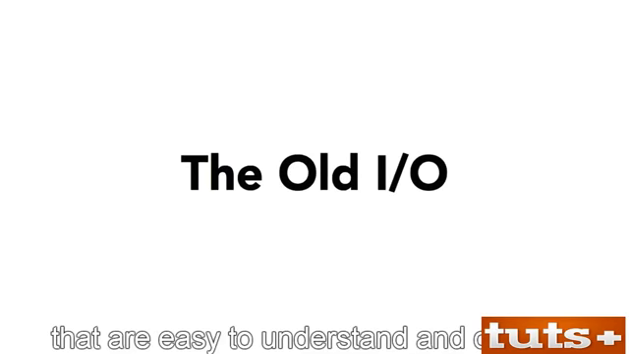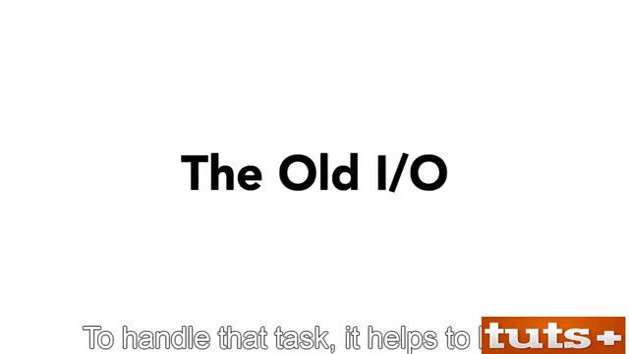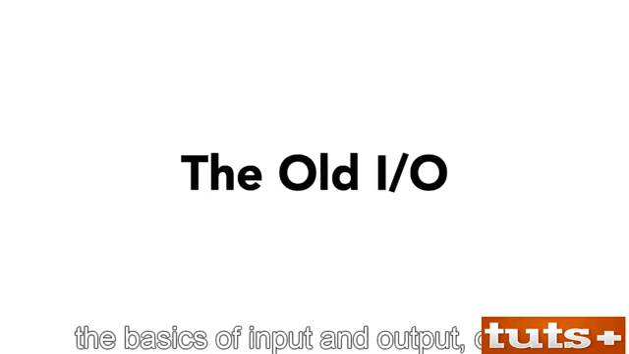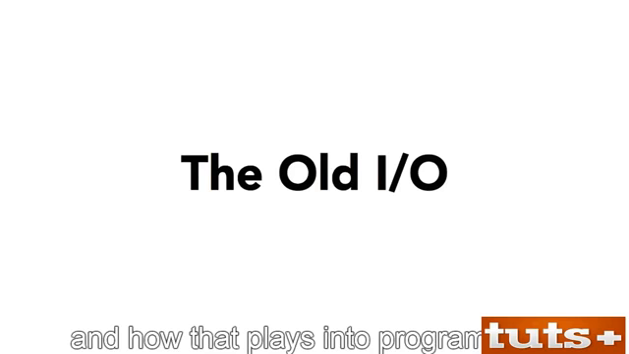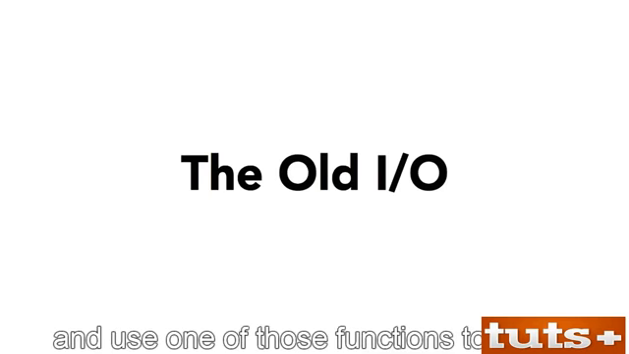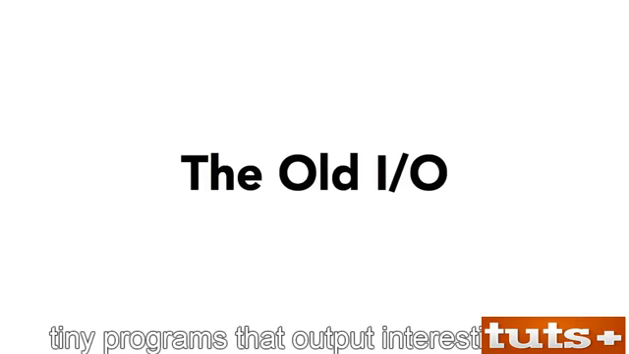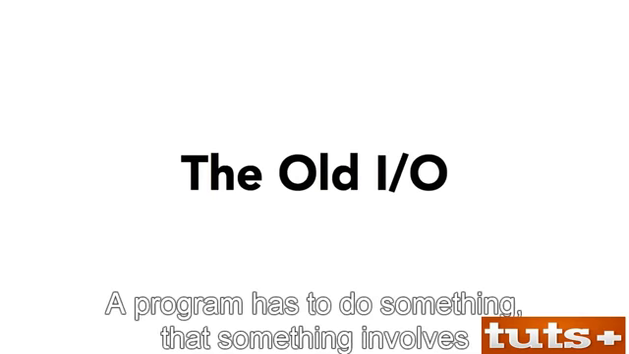The best way to get started on your programming journey is to write some simple programs that are easy to understand and change. To handle that task, it helps to know the basics of input and output, or I/O. In this movie, I introduce you to the concept of I/O and how that plays into programming. You'll get to explore some basic I/O functions and use one of those functions to create tiny programs that output interesting text.